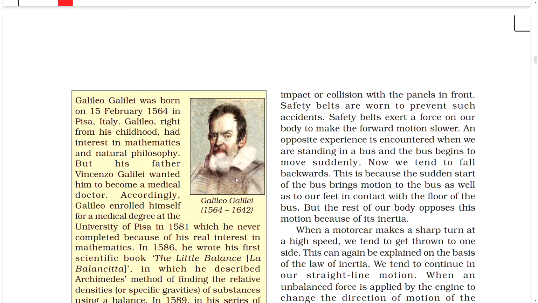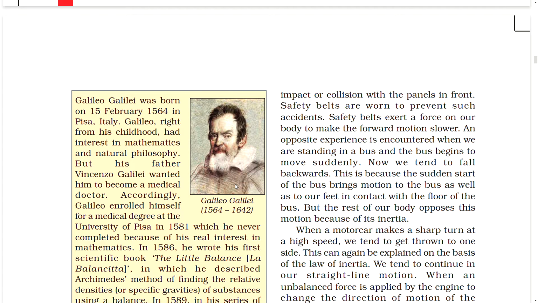Galileo Galilei, 1564 to 1642. Galileo Galilei was born on 15 February 1564 in Pisa, Italy. Galileo, right from his childhood, had interest in mathematics and natural philosophy. But his father, Vincenzo Galileo, wanted him to become a medical doctor. Accordingly, Galileo enrolled himself for a medical degree at the University of Pisa in 1581, which he never completed because of his real interest in mathematics.